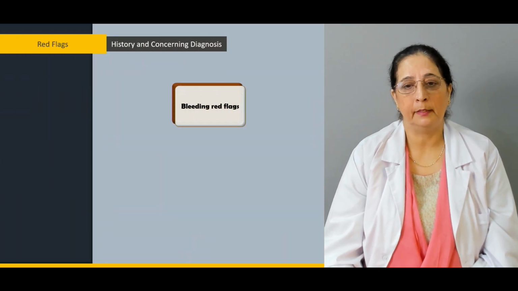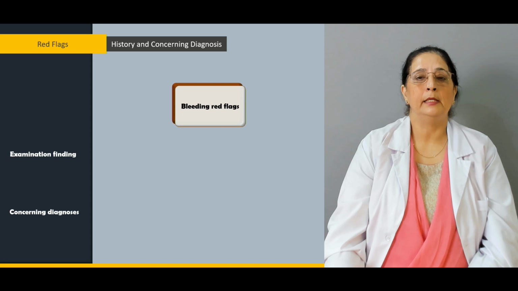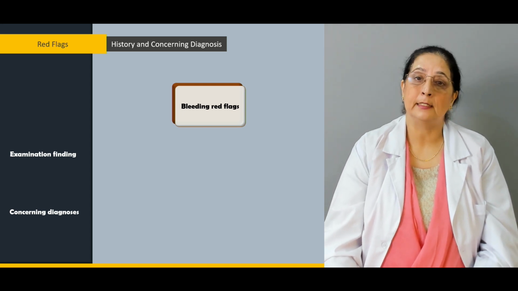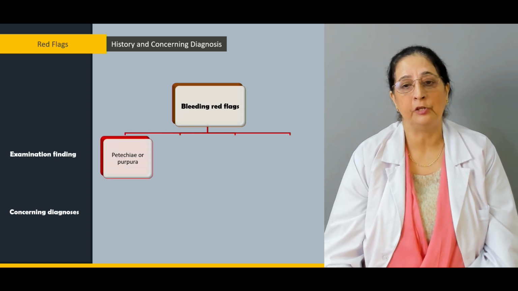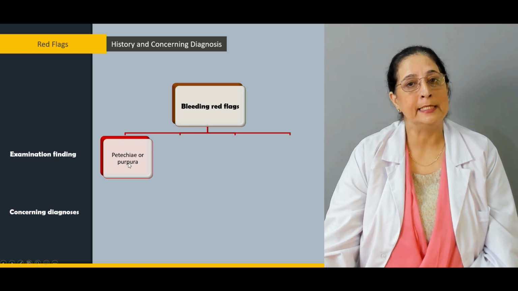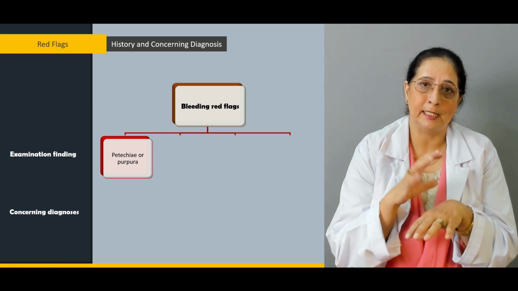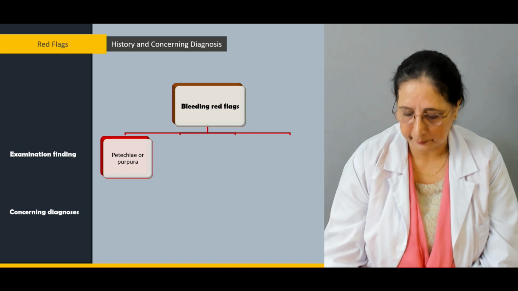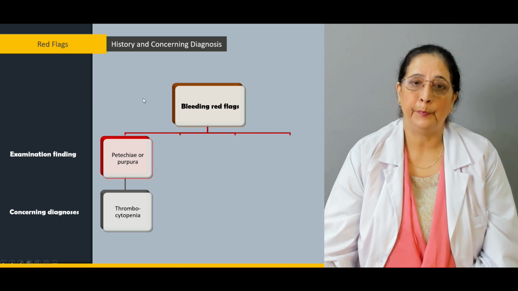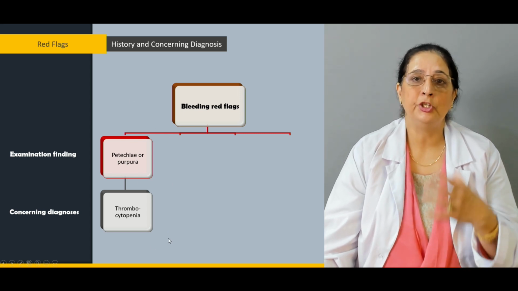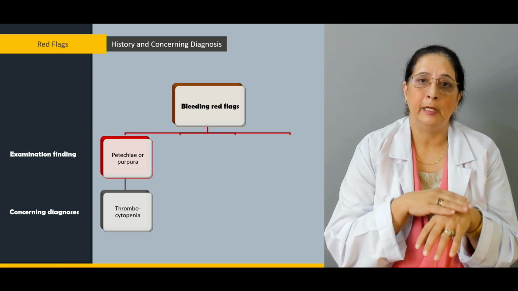Next, we have bleeding red flags. So, bleeding red flags, what are the examination findings and concerning diagnoses? Let's go over them. First, examination finding, if there is petechiae or purpura on the skin, we see the petechiae patches, red patches, or the purpura. The diagnosis is thrombocytopenia. So purpura and petechiae is due to thrombocytopenia, which causes the blood bleeding below the skin.